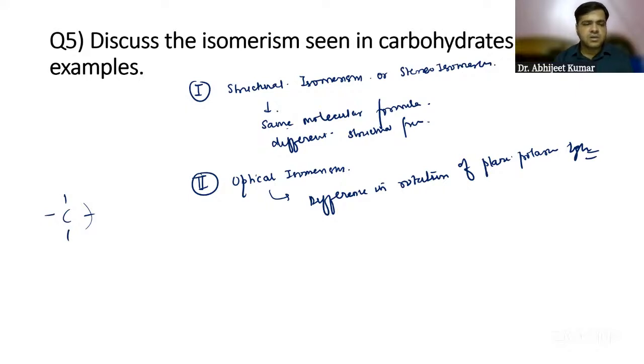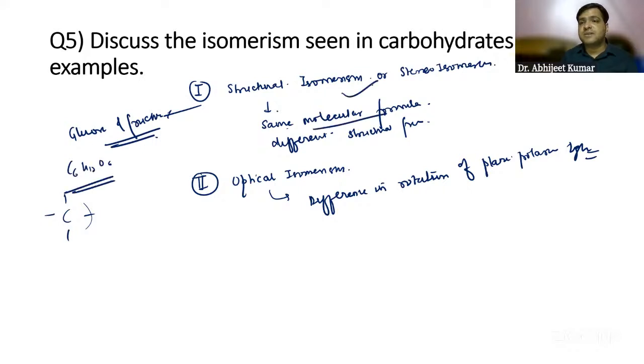You can just elaborate on these, more on structural isomerism, right? For example, over here you can take the example of glucose and fructose. Basically, they have the same molecular formula, C6H12O6. The molecular formula is the same, but the structure is different. The glucose is an aldehyde derivative. The fructose is a keto derivative, right?